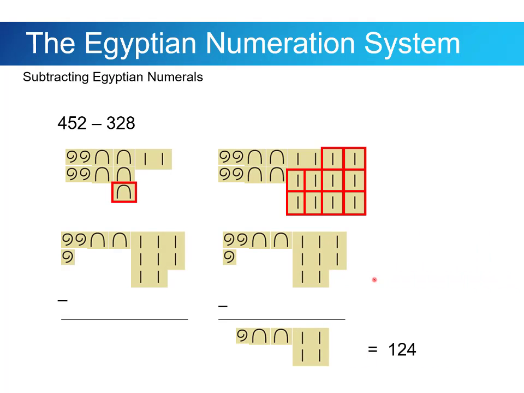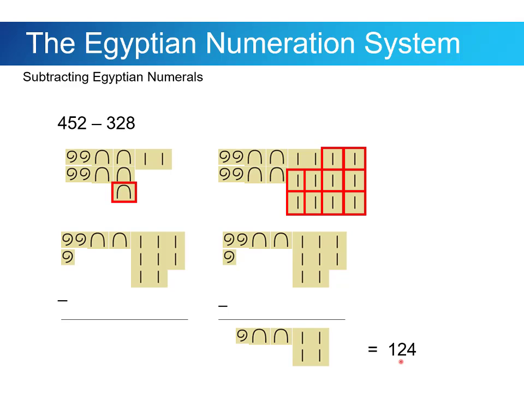And when I go to do my subtraction, it's pretty good. 4 minus 3 is 1. 4 minus 2 is 2. And 12 minus 8 is 4. And so they end up with 124. Think about how this reflects our own system.